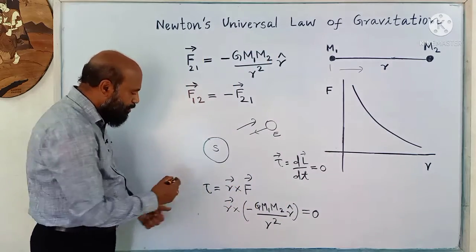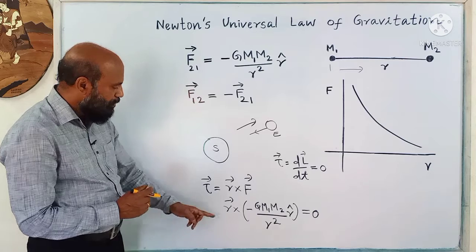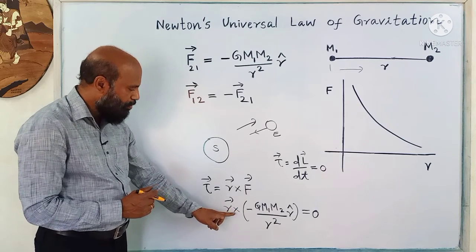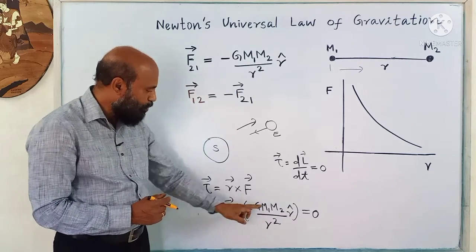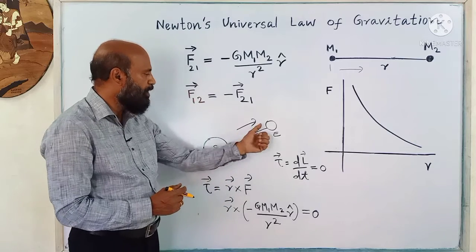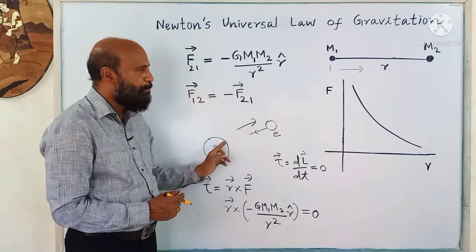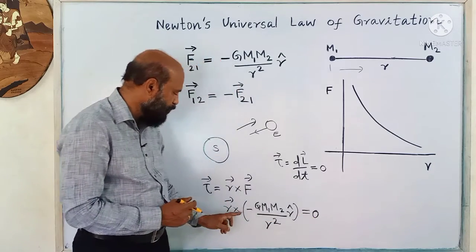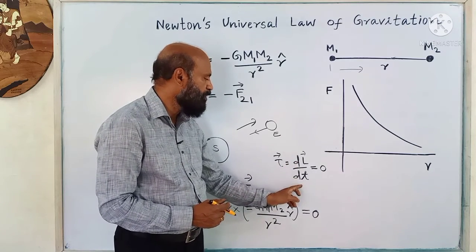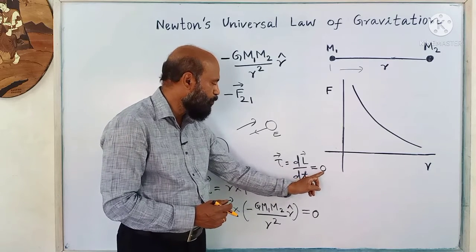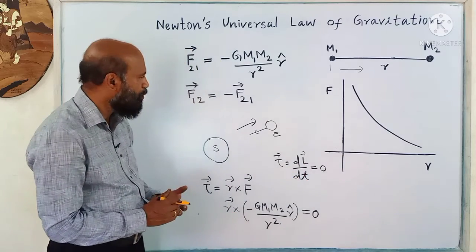Now let us see the torque experienced. Torque is r vector cross F vector. For F we can substitute this. Now here, r vector cross r cap. The force is acting along the line joining, so here r vector and r cap are parallel. If two vectors are parallel, the cross product is 0. That means torque is 0. Torque is dL by dt. Now torque is 0, that means L is a constant. Angular momentum is a constant.